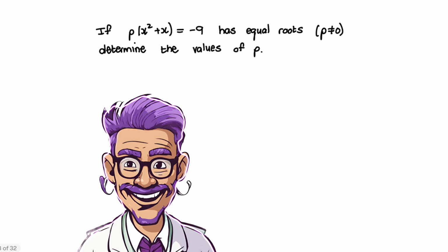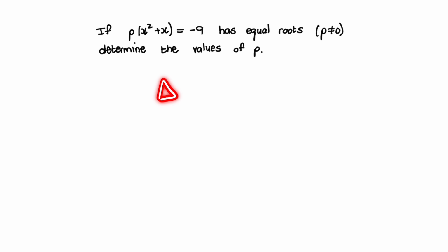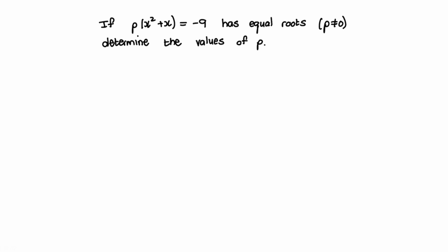We are busy revising roots or nature of roots. So that is when we discuss delta, where delta is b squared minus 4ac. And in this question, we are given if px squared plus x is equal to -9, so that's the equation that we have. If it has equal roots where p is not equal to 0, determine the values of p. So the question is for us to find the values of p.